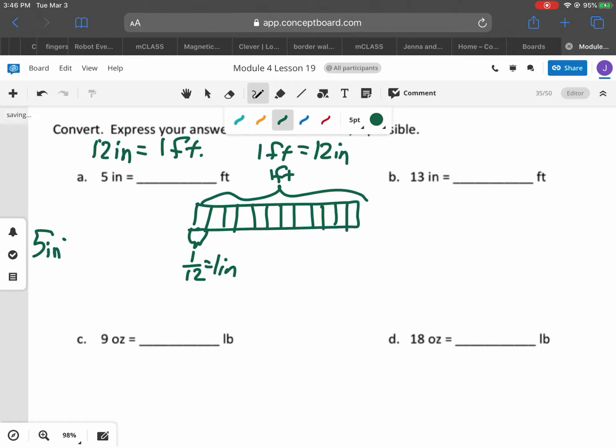5 inches is equal to 5 times 1 inch, which is equal to 5 times 1/12, which is equal to 5/12 of a foot. Okay, so we have 5/12 of a foot.